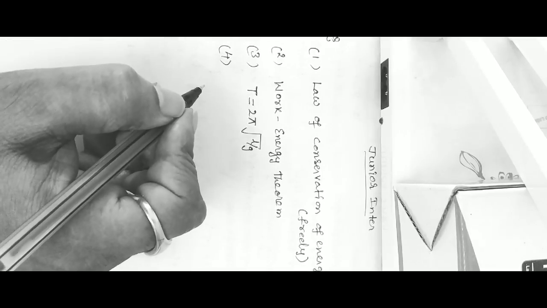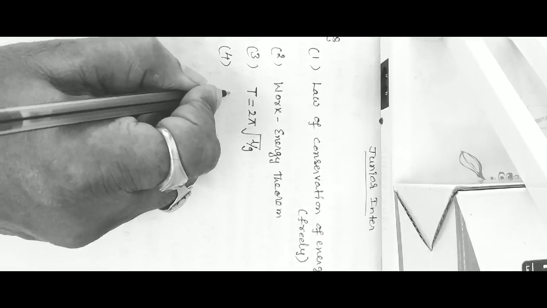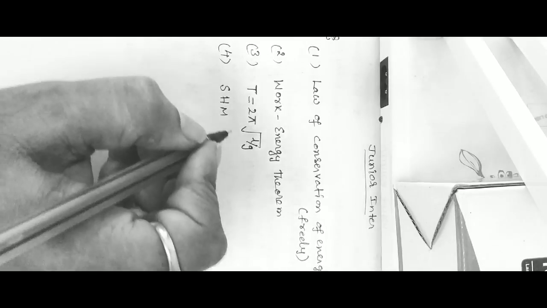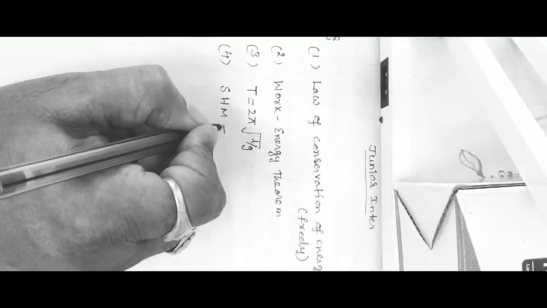Fourth one, define SHM. Show that the motion of projection of a particle performing uniform circular motion on any diameter is simple harmonic motion. So SHM on any diameter, you have to prove it.